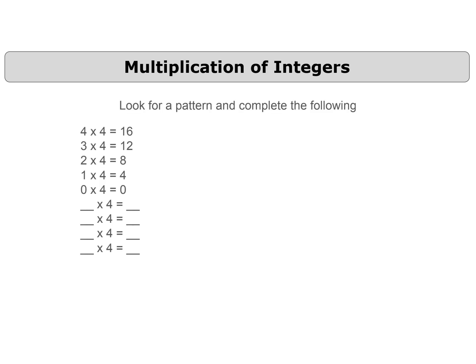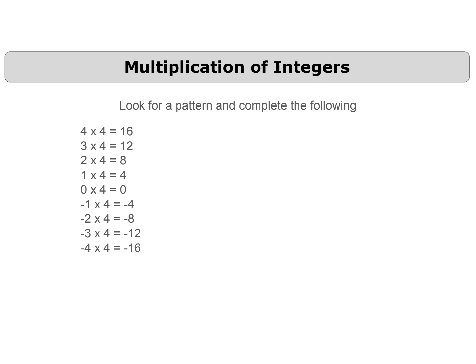In math, many times we develop a rule by making sense of a pattern. We are going to use that strategy today to determine the rules for multiplying and dividing integers. Look at the pattern and complete the following. For the numbers on the left, it looks like they are decreasing by 1. And for the numbers on the right side of the equal sign, it looks like they are decreasing by 4.